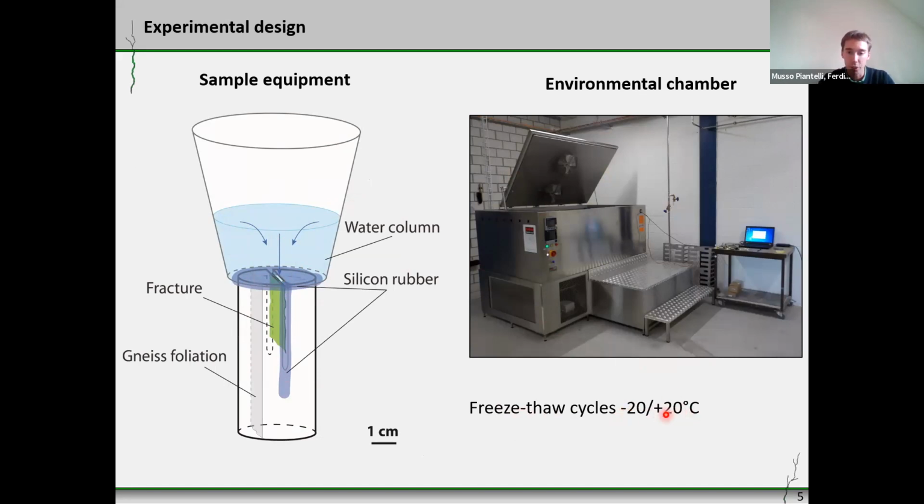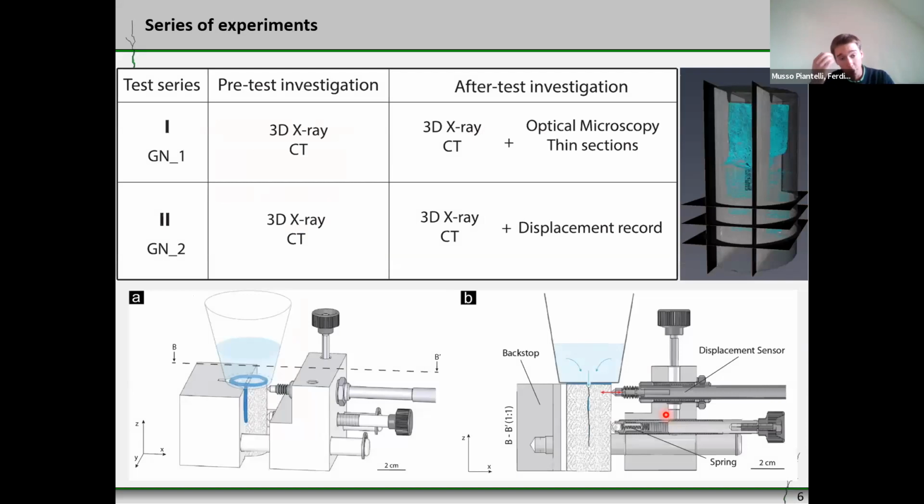In the presentation today, we will look at two series of tests, the first one and the second one. In all the series of experiments, we performed 3D X-ray computed tomography before and after the testing so that we could characterize and quantify the volume of the fracture before and after, in order to understand if the testing was effective, but also how much our testing impacted the fracture that we had in the sample. The resolution of the CT was about 15 voxels.